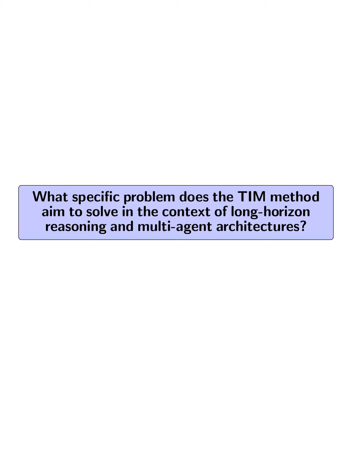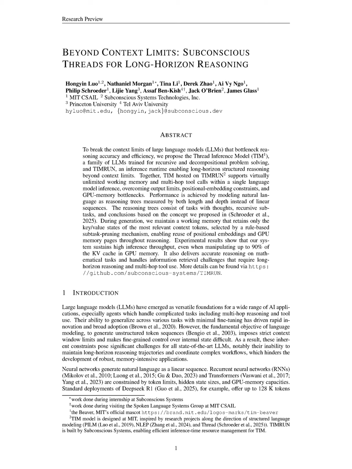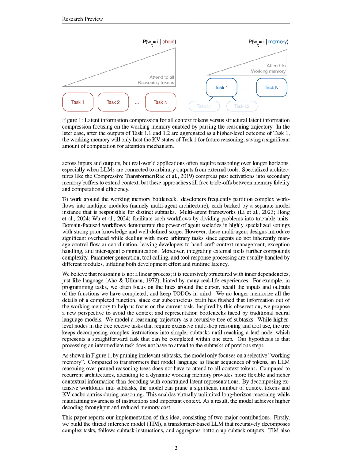What specific problem does the TIM method aim to solve in the context of long-horizon reasoning and multi-agent architectures? The TIM method aims to address the limitations of traditional large language models, LLMs, in handling long-horizon reasoning and the complexities of multi-agent architectures. Specifically, it seeks to overcome the constraints imposed by fixed context windows and the inefficiencies of managing multiple agents, which often require extensive handcrafted context management and coordination.